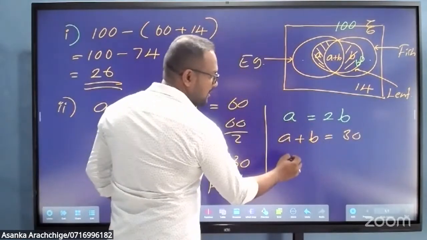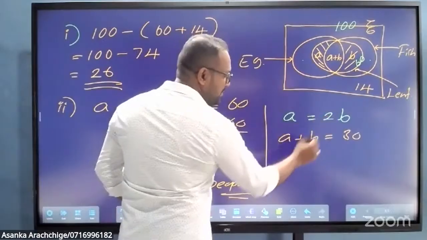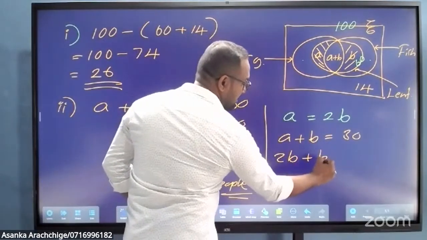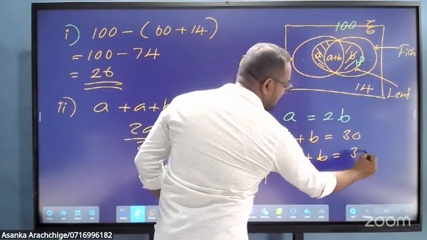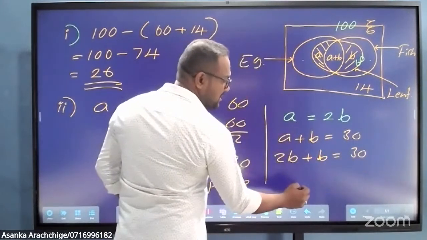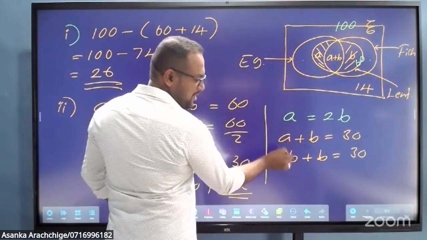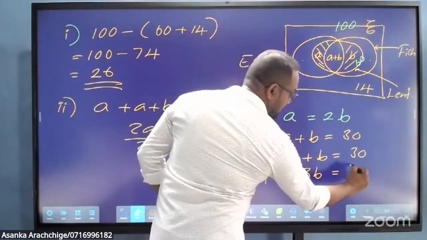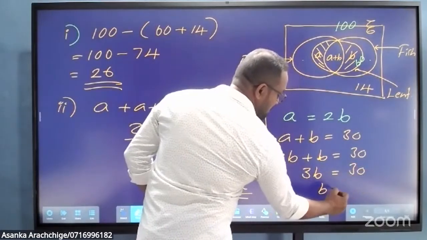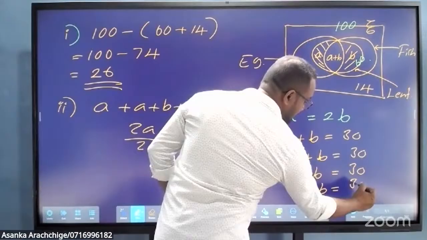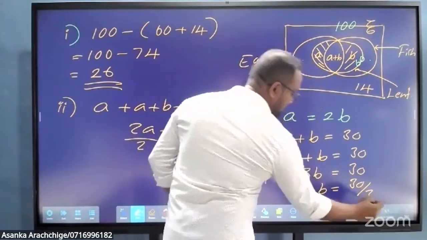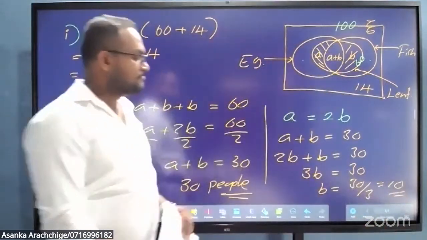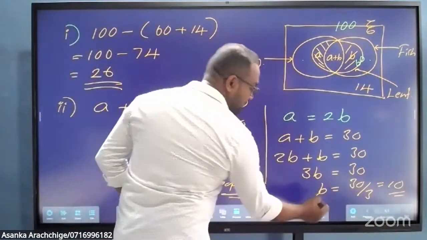Replacing A with 2B, A is equal to 2B and A plus B is equal to 30. 2B plus B, 3B. 3B is 30, and B equals 30 divided by 3, which is 10 people. B is 10.